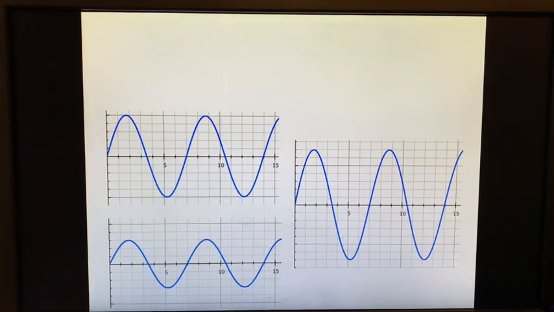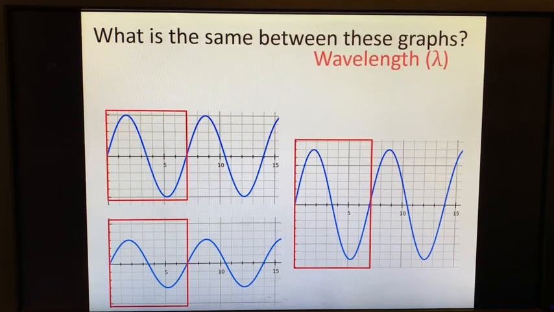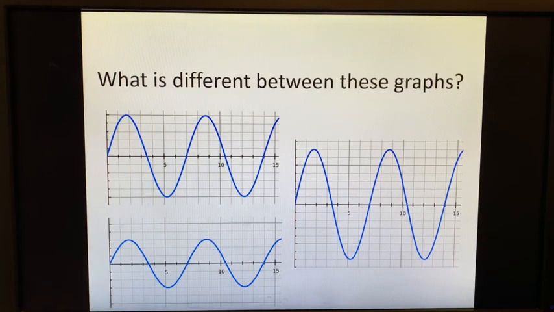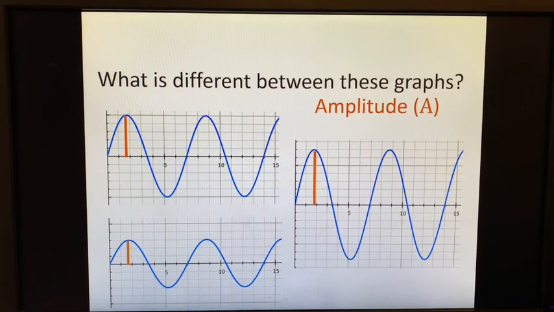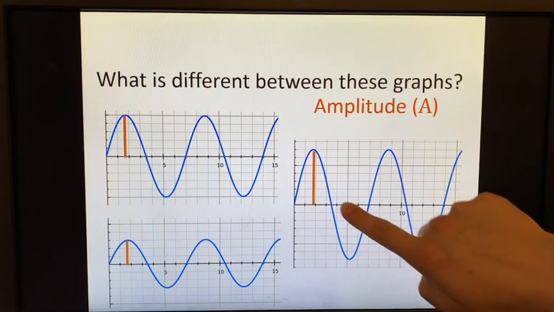All right, now we have 3 graphs. We're going to do a little comparison and contrast of these 3 graphs. First, what is the same between these graphs? What do they have in common? They all have the same wavelength of 7. What is different between these graphs? They all have different amplitudes. This one has the smallest amplitude, this one has a medium amplitude, and that one has the greatest amplitude right there.